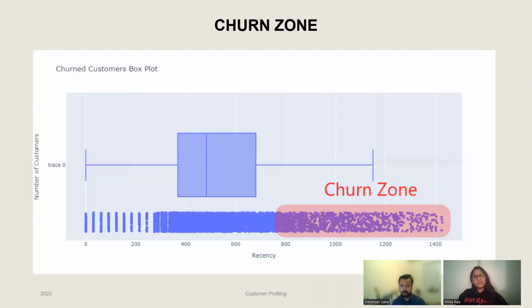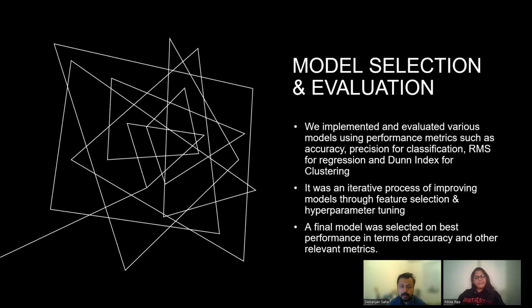We specifically use the recency feature for this task, as we did not have any other interaction-related information, or the demographics weren't really useful in this case. Debanjan will go ahead. Thank you, Ritika.